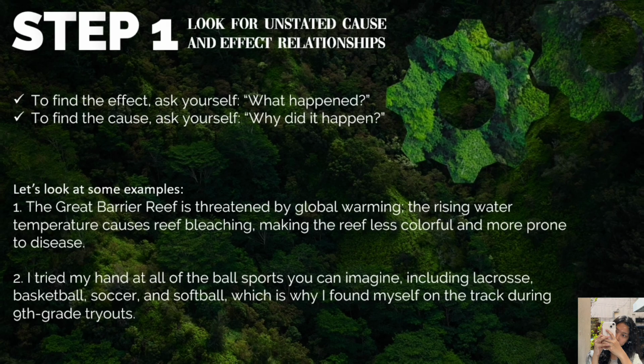Which sentence do you think shows cause and effect, Michelle? In this example, the cause is implied: being bad at team sports, and the effect or result is trying out for track and field. Alright, great, Michelle.